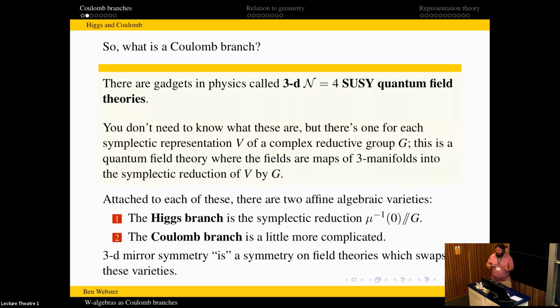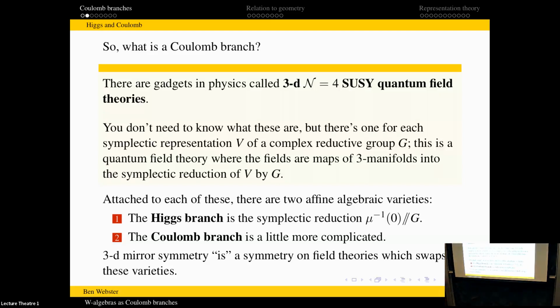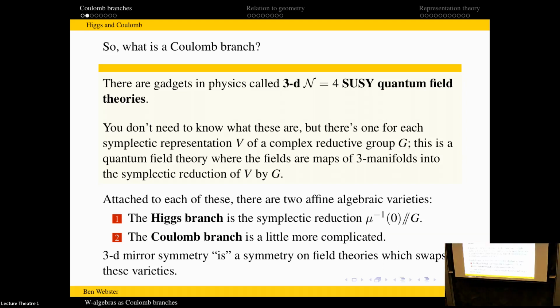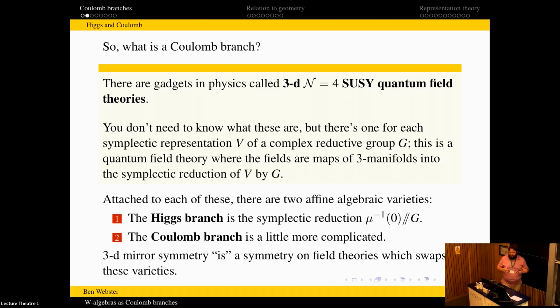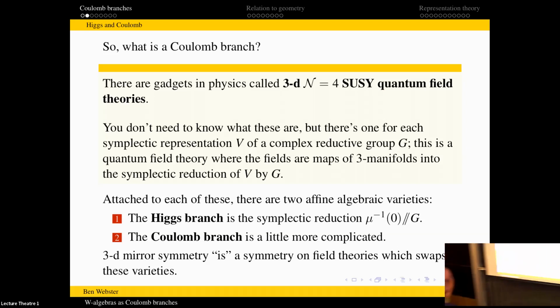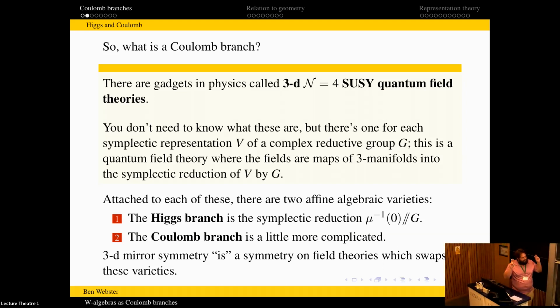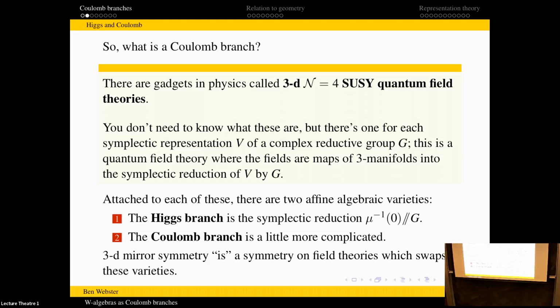And one of the most popular ways to build theories, so physicists would say, oh, the theory has this field content, right? So the idea of quantum mechanics, or one of the ideas, is you have some average over histories. You think about all the ways that things could have happened, and you think about how probable each one of those is. And if you want to know what probably happened, you take some average over all of those correctly weighted. So for these, the notion of a history is a map of a 3-manifold into the symplectic reduction of V by G.